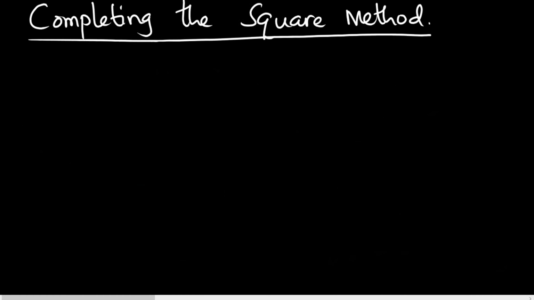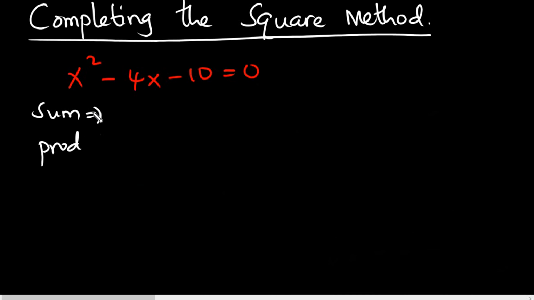For example, let's look at this. Let's say we have x squared minus 4x minus 10 is equal to 0. Let's try to solve it using factorization method. So as we said, we need the sum and the product. So we said the sum is represented by the coefficient of x, okay? So the sum is -4 and the product is -10. So let's try to figure out which are these two numbers that if you add them you get -4, if you multiply them you get -10.